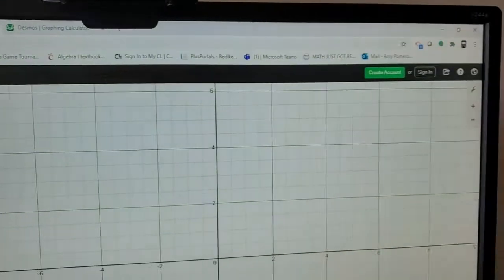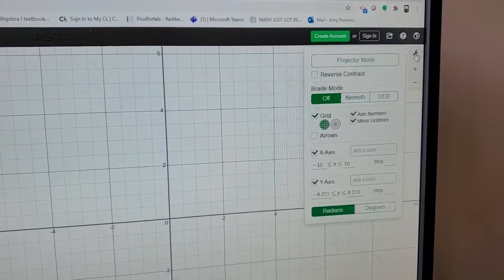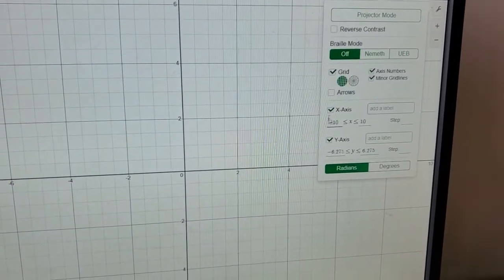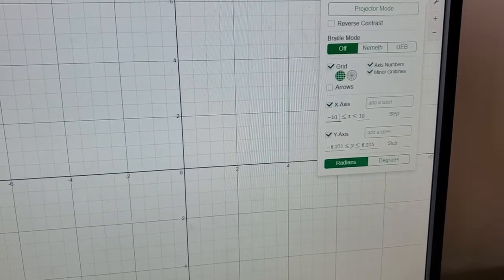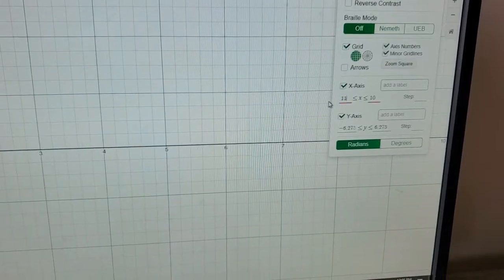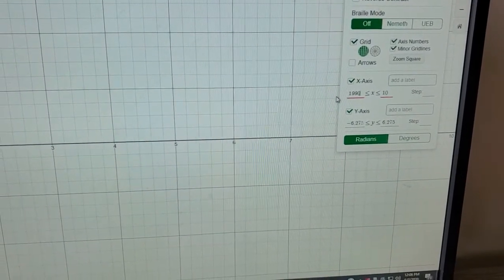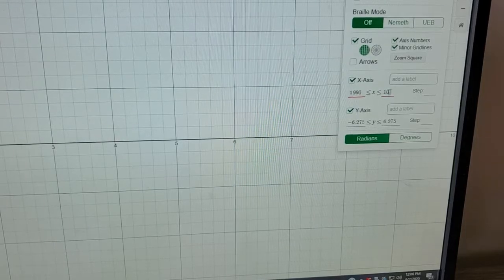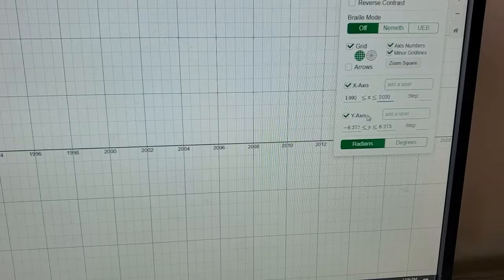So where is that? If we go back to our Desmos, if we go in the upper right corner, there's a wrench, and it asks you for the X axis and the Y axis. So our years are from 2000 to 2009. I usually go about 10 below. So we're going to go to 1990, and then it says to 2009, so we can go up to, I'm just going to go up to 2020. So we have somewhere around 10 above and 10 below.